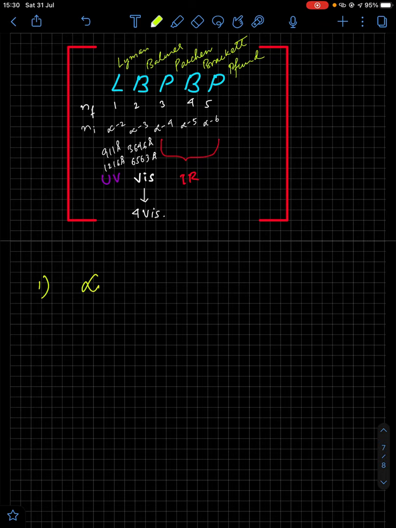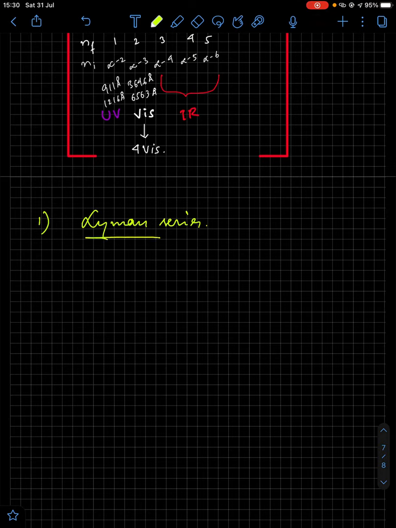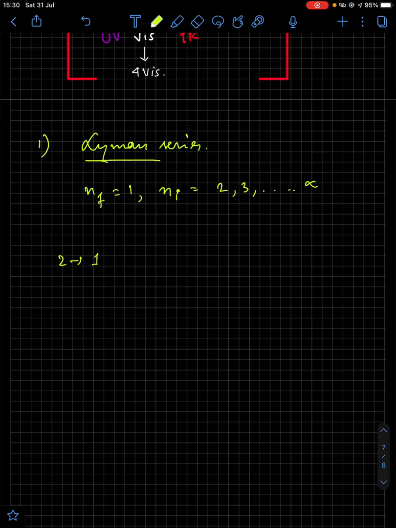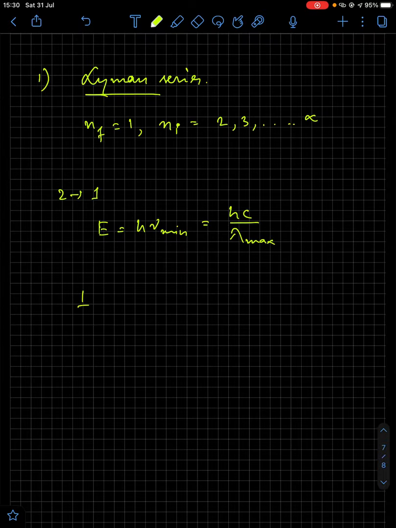So let's see Lyman series. Number 1, Lyman series. So in Lyman series, transition will happen to n final 1, and n initial can be like 2, 3, 4, dot dot up to infinity, right? So when the transition is happening from 2 to 1, you see this is the closest out of all energy levels. So energy of the emitted photon will be h nu minimum. In that case, wavelength will be maximum. So if you want to calculate this maximum wavelength, then we'll apply RH 1 by n f square.